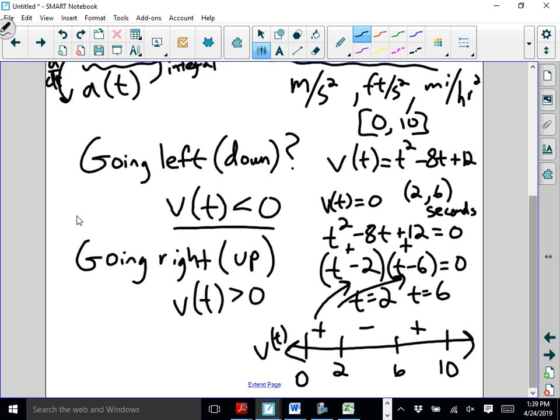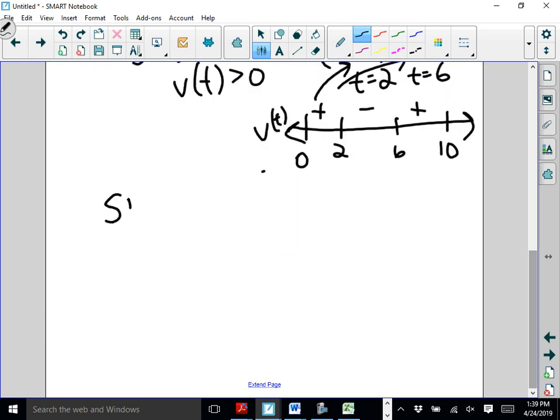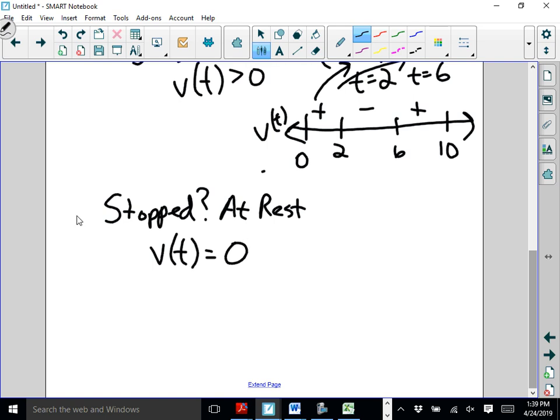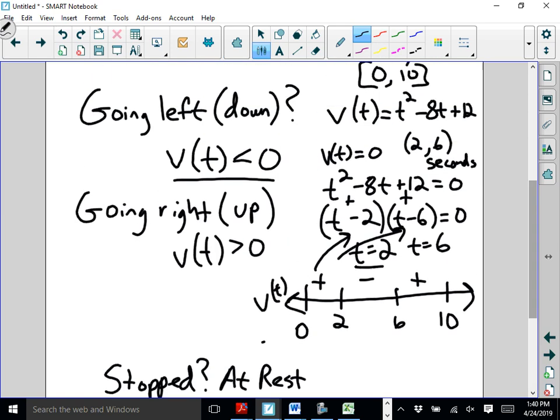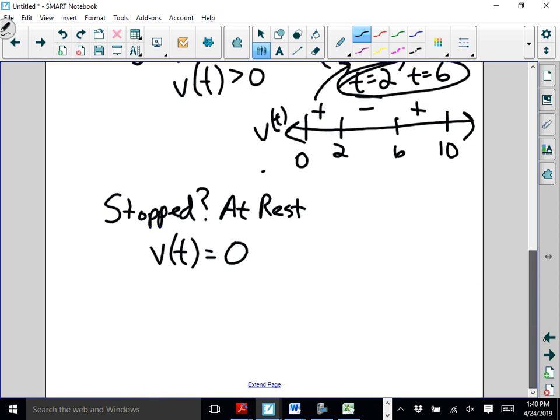Next question. They might ask you, when is the object stopped? Or they might state it as at rest. Well, something is stopped or at rest when it's not moving. When it's not moving, its velocity is equal to 0. So we do just like we did up here. When is this object at rest? It's at rest at 2 and 6. That's how we determine when something is stopped or at rest.